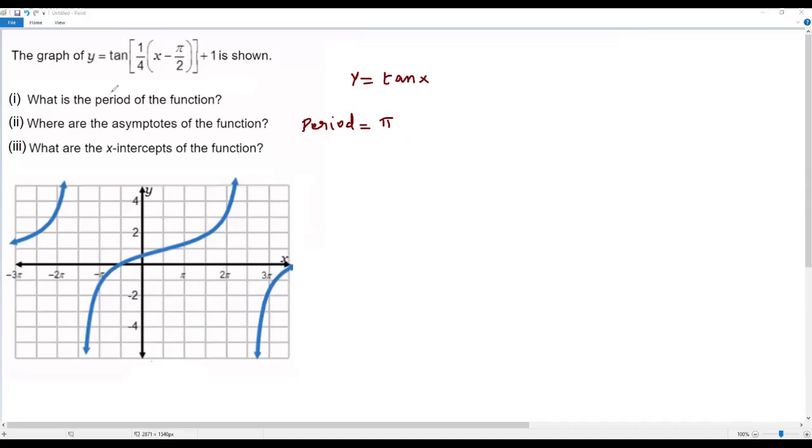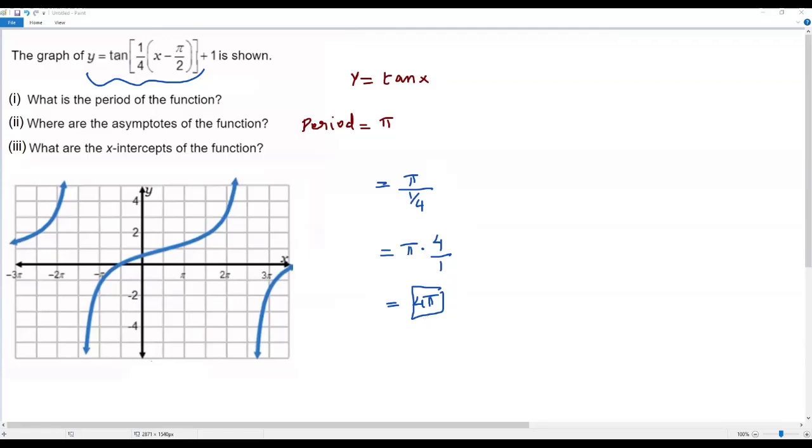But our first question is to find the period of the given tan function. To get it, I have to divide the period of the basic tan function, pi, by the value which is multiplied over here, that is 1 over 4. Pi divided by 1 over 4. We can write pi as it is, change the division to multiplication, and take the reciprocal of this number. The reciprocal of 1 over 4 is 4 over 1. So pi times 4 is 4 pi, and the denominator 1 can be ignored. So the period of the given tangent function is 4 pi. This is the answer for the first question.